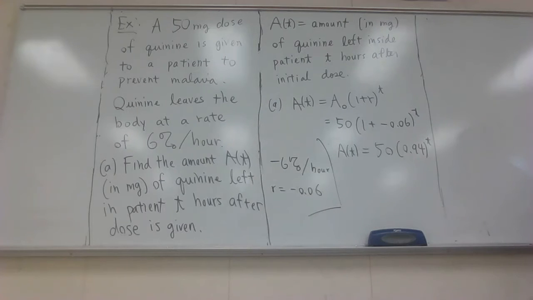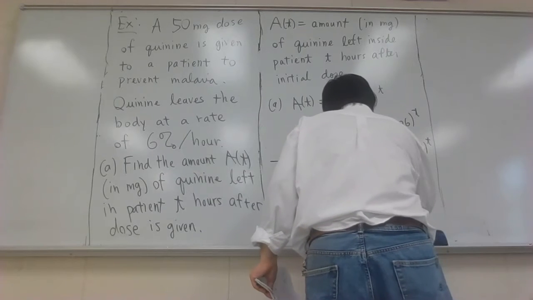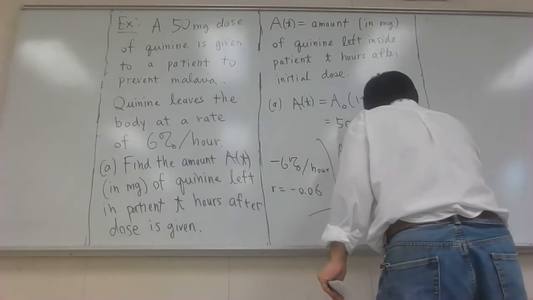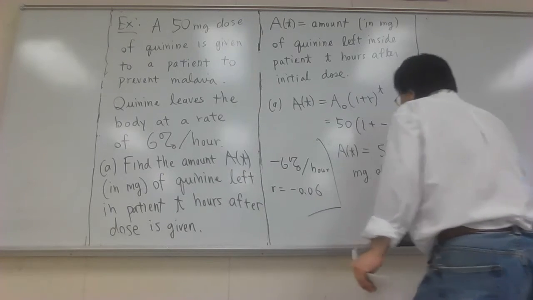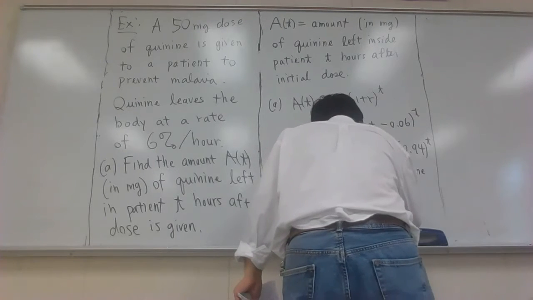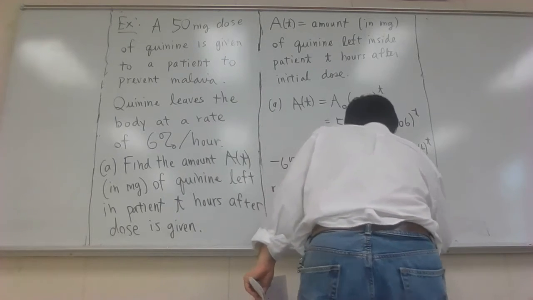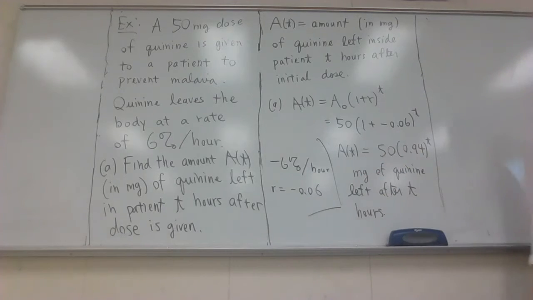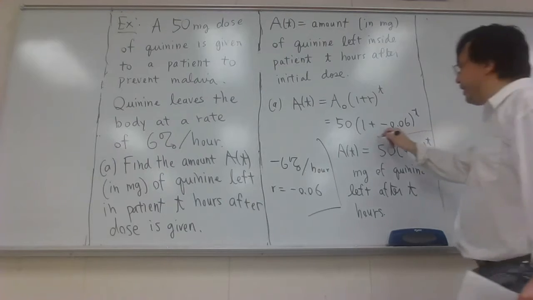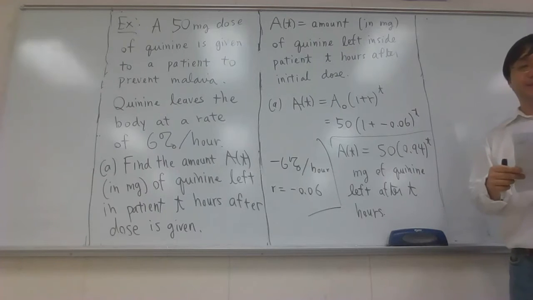And don't forget the units. This is a word problem, so don't forget the units. It's 50 times 0.94 to the t milligrams of the drug left inside the patient t hours after the initial dosage. The most important thing for the unit is to write milligrams. So that's the answer. This is the function A(t), an exponential function. This many milligrams of the drug is still left inside the person after t hours. Any questions about this?